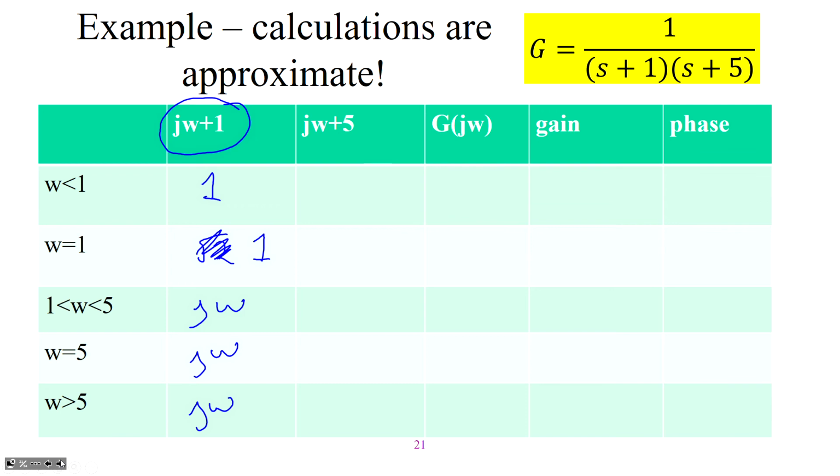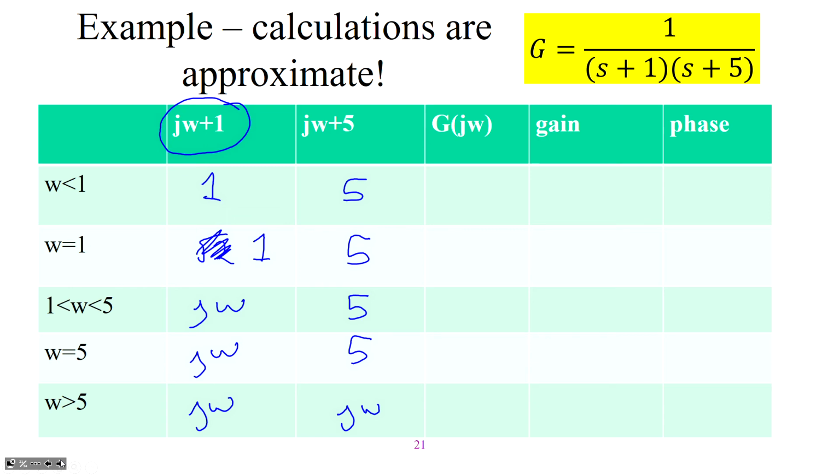What about the j omega plus 5? If omega is less than 1, we put 5. If omega is 1, we put 5. If omega is between 1 and 5, we put 5. And then if omega is greater than 5, we put j omega. So I'm just putting my asymptotic approximations, ignoring the corner frequencies for now.